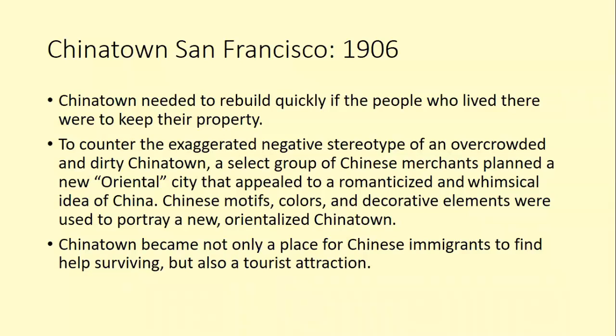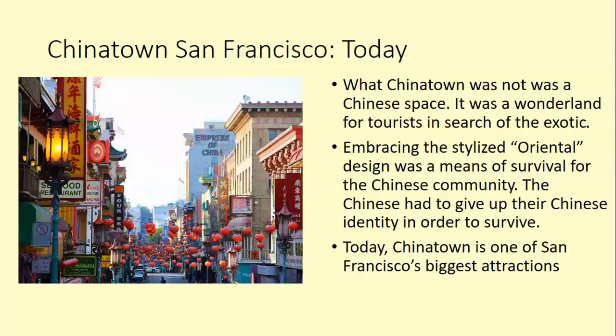This was not Chinese. It was a city that was romanticized and whimsical. It used Chinese motifs and colors and decorative elements, but it was supposed to be a new Orientalized Chinatown and primarily a tourist attraction. So, in order to rebuild, the Chinese immigrants had to give up the Chinese-ness of the area where they were living and instead appeal to tourists by creating what you see in this picture, which is the Oriental idea of a Chinese space.